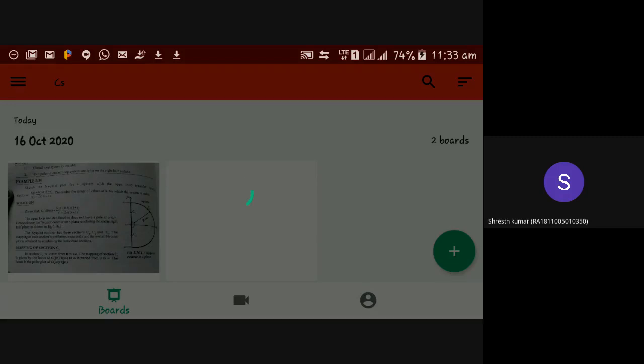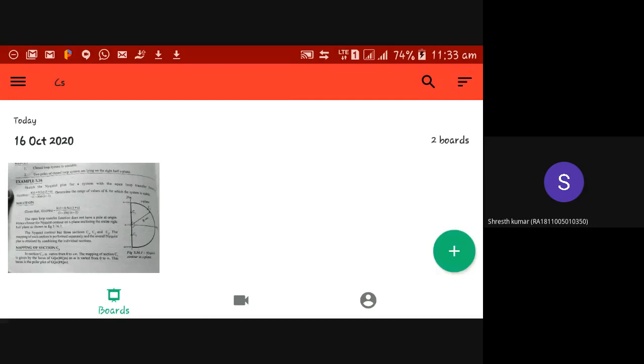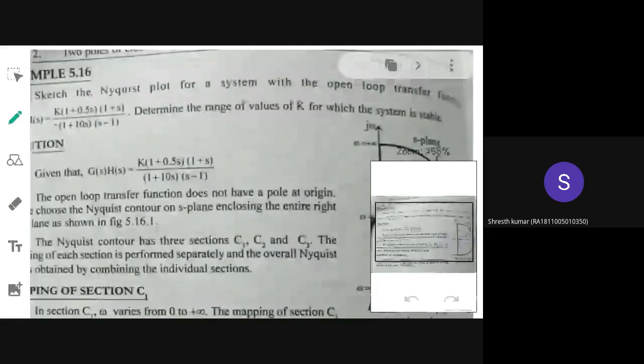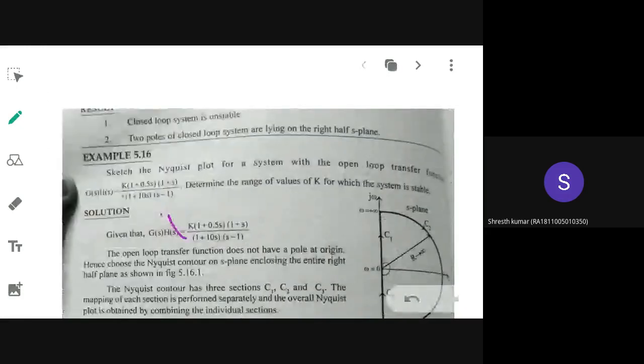Next problem also, they have asked you to draw the Nyquist plot for the system whose open loop transfer function is given as K into (1 plus 0.5s) into (1 plus s) divided by (1 plus 10s) into (s minus 1). They have asked you to determine the range of values of K for which the system is stable. Same procedure you have to adopt.